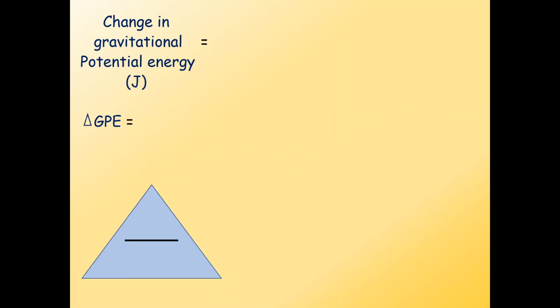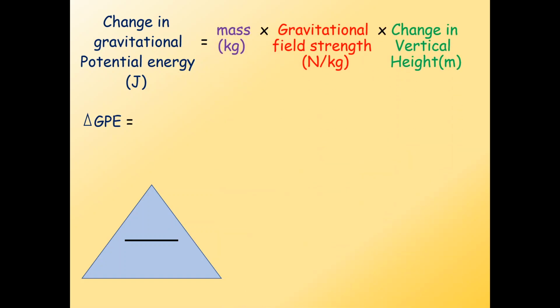Okay, so to work out change in gravitational potential energy in joules, we take mass in kilograms times gravitational field strength in newtons per kilogram times the change in vertical height in meters. This is also written as change in GPE is equal to m times g times the change in height.